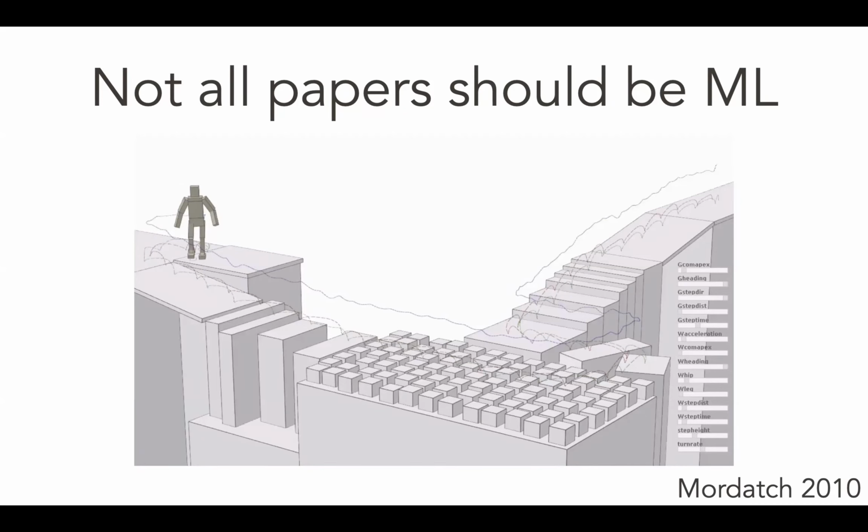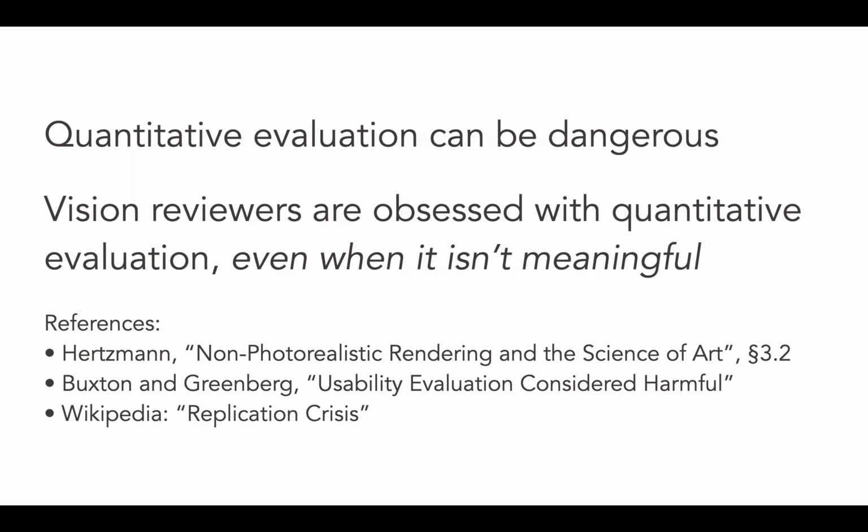One other point I want to make is that the emphasis on quantitative evaluation can be dangerous. Quantitative evaluation is a really valuable thing, and it's been important for the field to move forward with the Middlebury data sets and ImageNet. But it can also be dangerous if all we care about is focusing on numbers. And I see this at ICCV and so on, that vision reviewers can be overly obsessed with quantitative evaluation, even when that evaluation is not meaningful.